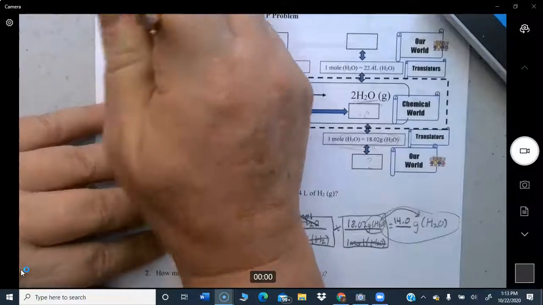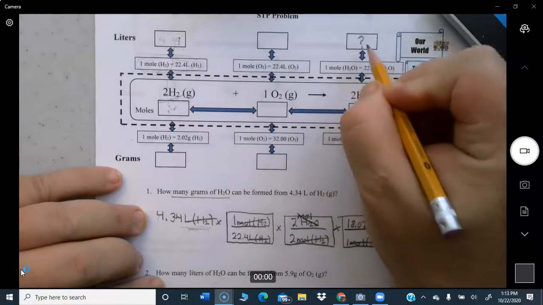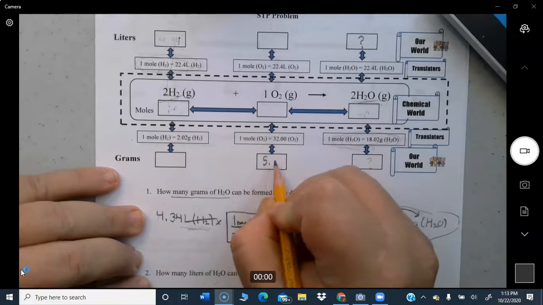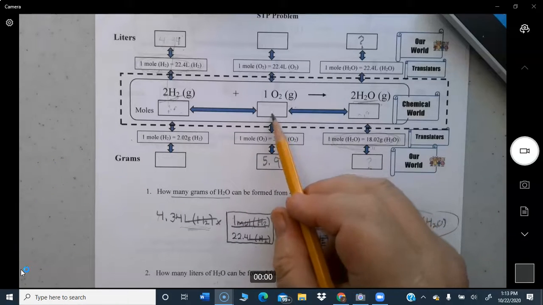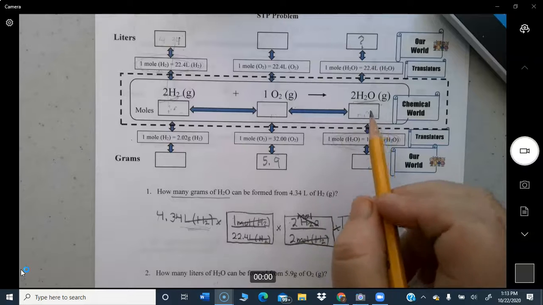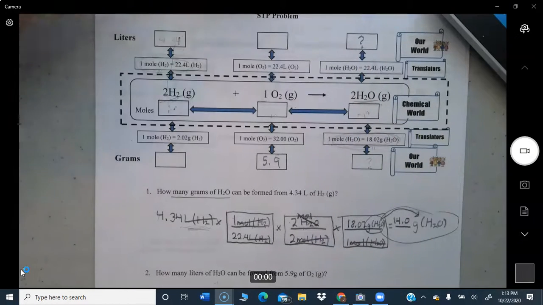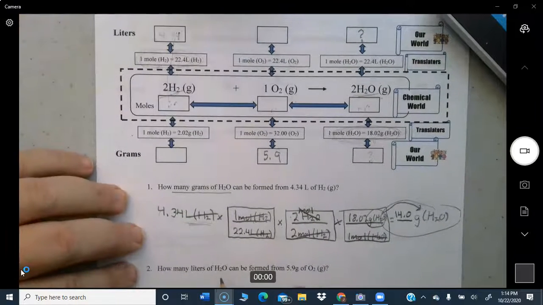The next one is asking us how many liters of H2O can be formed from 5.9 grams of O2. So we have 5.9 down here in the grams row. Our path is going to be molar mass into the equation, O2 across to H2O in moles, moles to moles, and then out using moles to liters to get the final number of liters of H2O. It did not say H2O gas, but we'll assume that's what they're talking about here.